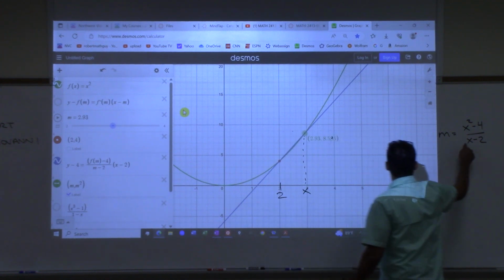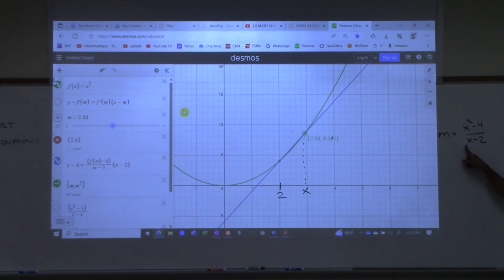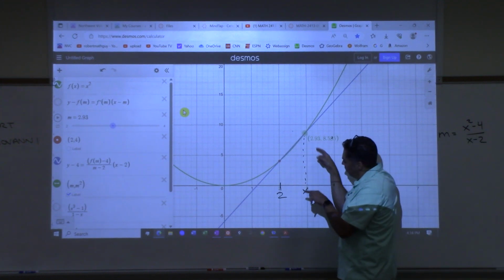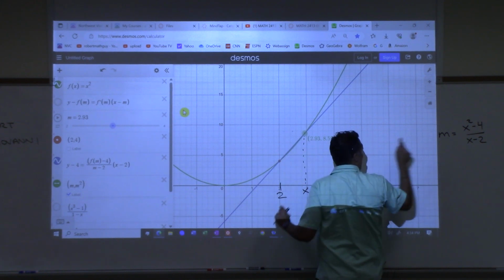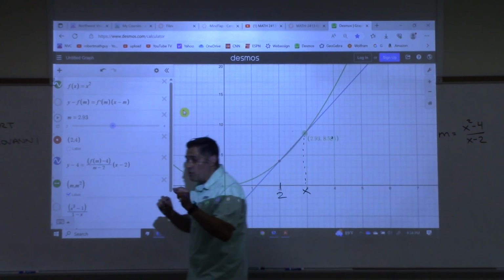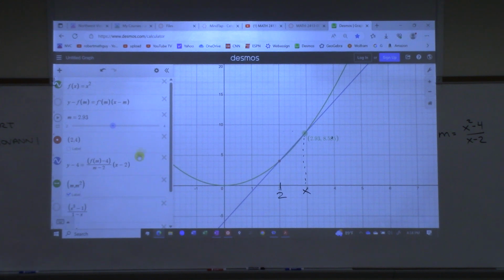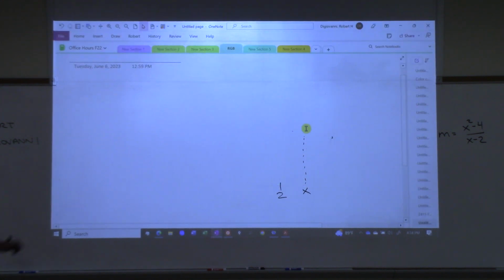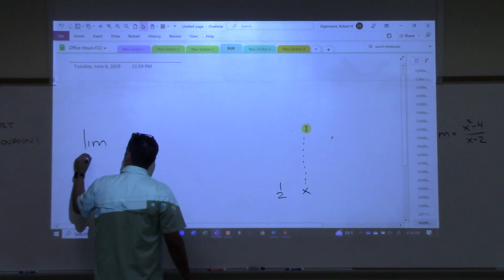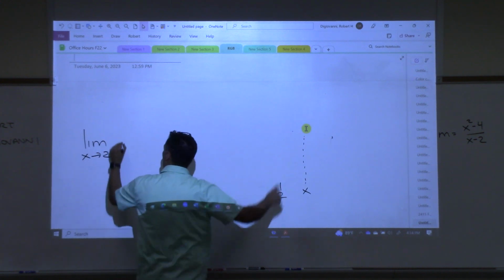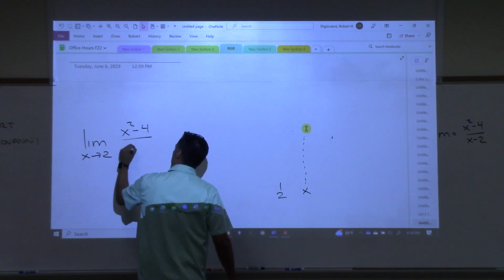Well, this is the formula for the slope of the tangent line, or the slope of the line. I want to look at that and ask myself what happens when I let x get close to 2. So I'm going to take the limit of this as x goes to 2. You understand? Moving this point over makes the slope of that get closer to the slope of the tangent line, which means I want the limit as x approaches 2 of that quantity right there.